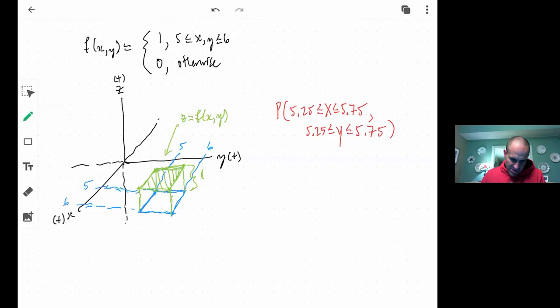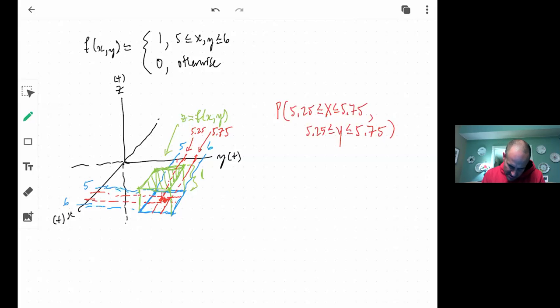I can look at this over here and say to myself, all right, 5.25 and 5.75 are basically right here. Let me say this is 5.25, and this right here is 5.75. And similarly, I could do the same thing over here. And if I were to extend this through and do the same thing over here, I'm talking about this little area right here.